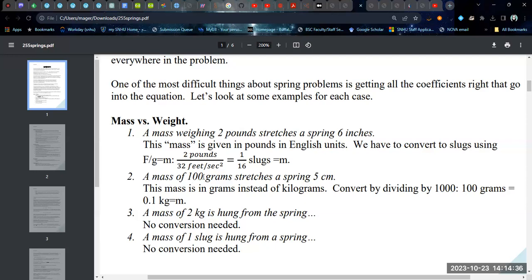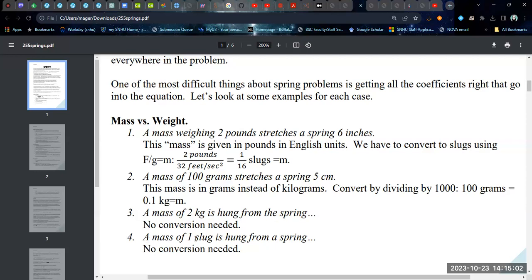A mass of 100 grams stretches a spring 5 centimeters. This is in grams instead of kilograms. If you want to convert to MKS instead of CGS, you would have to multiply or divide by 1,000 in order to get kilograms. A mass of 2 kilograms is hung from the spring. You don't need any conversion. You've already been given the mass.